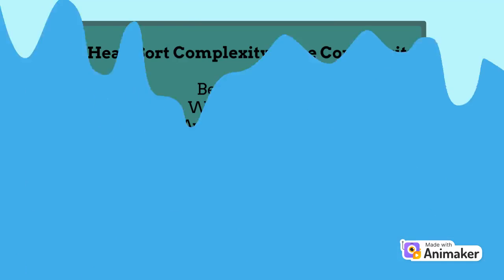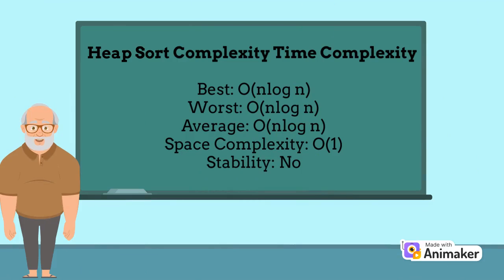Heap sort has n log n time complexity for all the cases: best case, average case, and worst case. Also, since the build max heap and heap sort steps are executed one after another, the algorithmic complexity is not multiplied and it remains in the order of n log n.